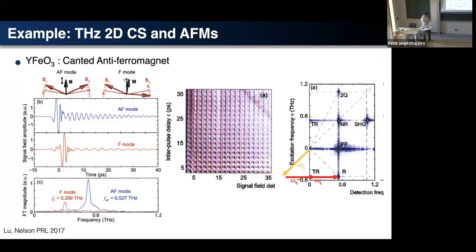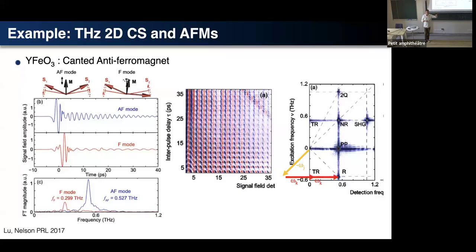And so this one right here, that's the rephasing response. So that's the echo signal. That's the pump probe signal. This is a system which has a small inversion symmetry breaking, so you get a second harmonic generation up there. That's called the 2Q signal, and that corresponds to exciting 2 magnons and then de-exciting.